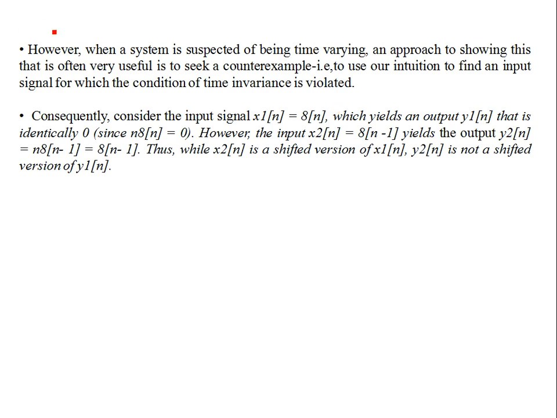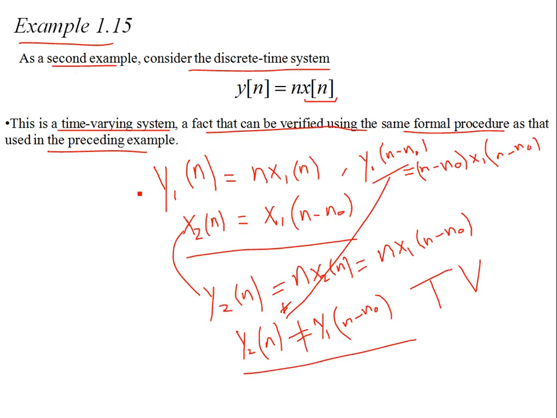Intuitively, this is one way. Whenever the system is suspected of being time varying, a very useful approach to showing this is to seek a counterexample. That is, use your intuition to find an input signal for which the condition of time invariance is violated. Well, we didn't find any particular example.